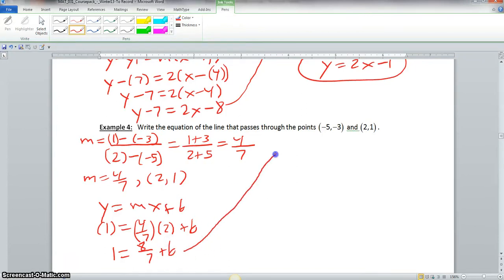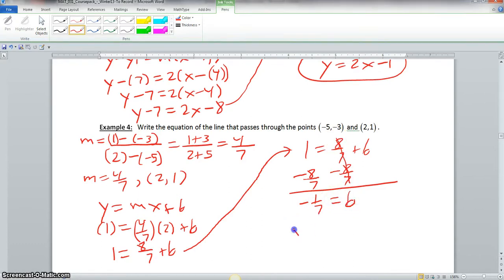So let me pull this up here. So 1 equals 8/7 plus b. So we will subtract 8/7 on both sides. Now we know 8/7 is really 1 1/7. 1 minus 1 1/7 will leave us a -1/7. And these will simplify out and leave us b. So our final answer is y is equal to, our slope is 4/7 x minus 1/7. That is our final answer.